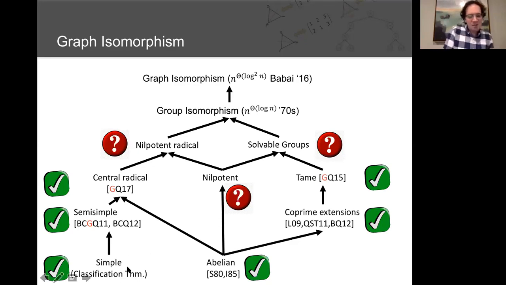And then in the past roughly 10 years, there's actually been a fair amount of progress, some of which I've been involved in here. But the thing I want to draw your attention to is that both of these key cases rely on this case, the case of nilpotent groups. Okay, and this is where tensors show up.